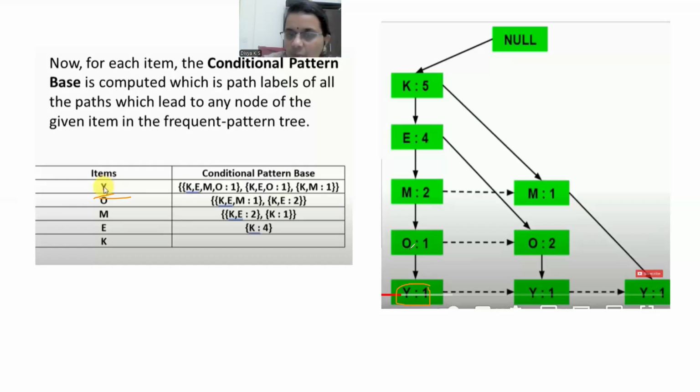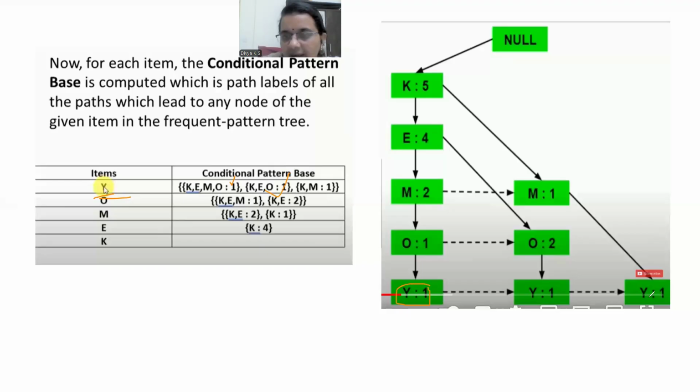What is the value? 1. K, E, M, O, 1. What is the Y value of this? 1. That one we have written here. Next, we have another path to reach Y. What is that? K, E, O. What is the Y value here? 1. So this one, K, E, O, 1.